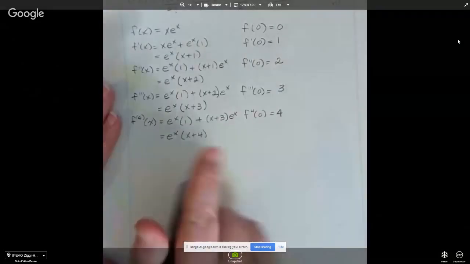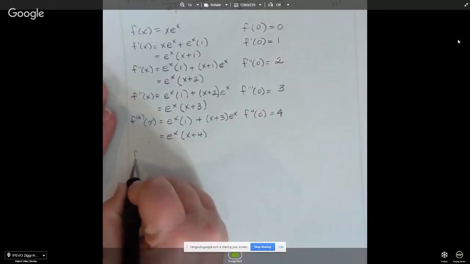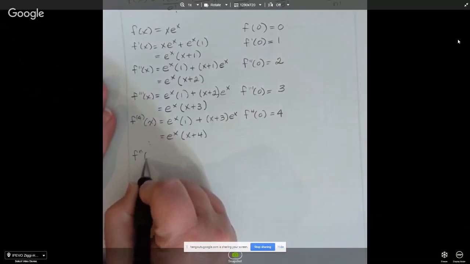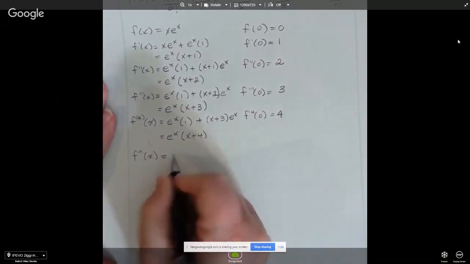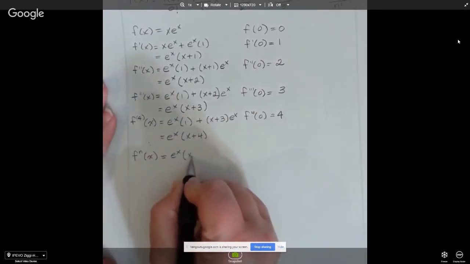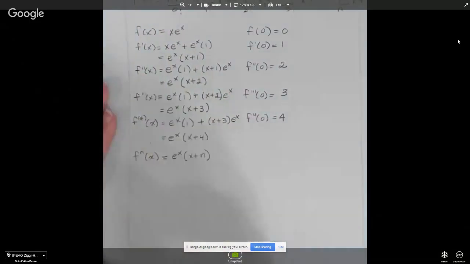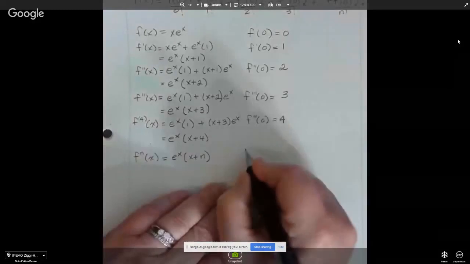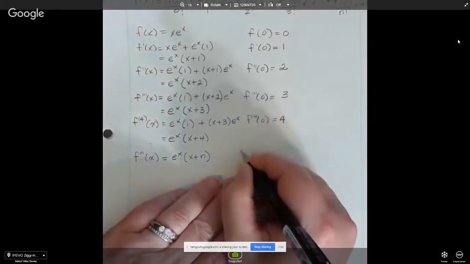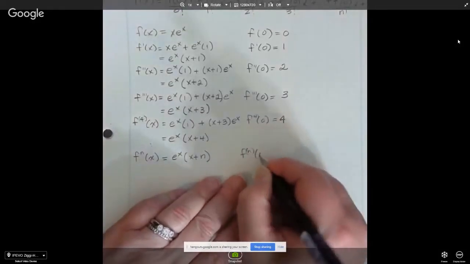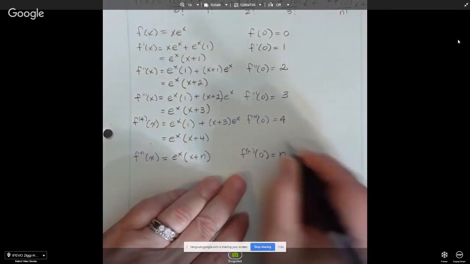And I could keep going here and say the nth derivative here, because I've seen the pattern, is e to the x times x plus n. Everybody see that pattern? Yep. And then over here, I can say that's just going to be n if we were to keep going.